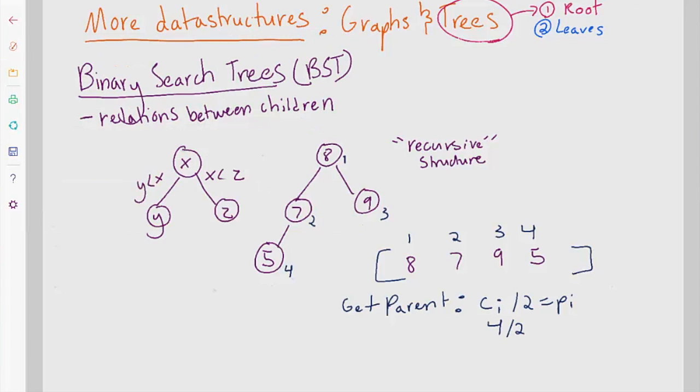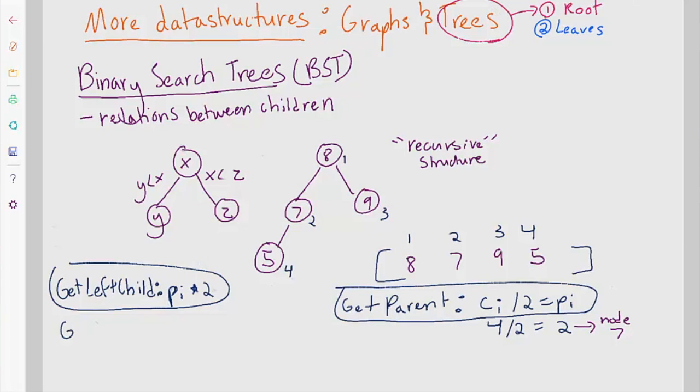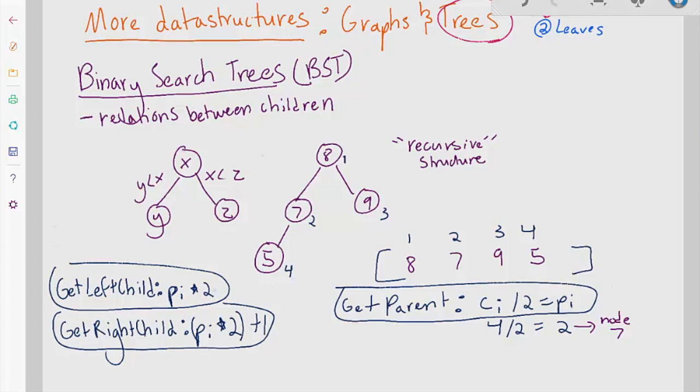To find the parent of a node, say the node at index 4, we can divide 4 by 2 to get index 2, and at index 2, we have the node 7, which is in fact the parent of the node 5. To find the left child of a node, we simply multiply the index of the parent by 2 to get it. Similarly, to find the right child, we multiply the index of the parent by 2 and add 1 to get that node.